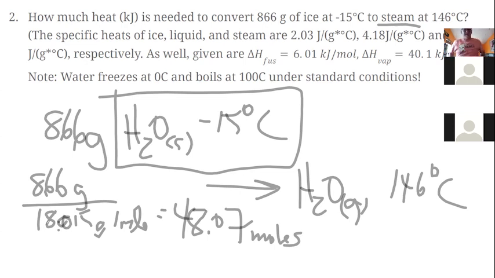So we can't just convert solid ice to liquid water at -15. We need to heat it up to 0 first, right? So I would say that is the first thing we need to do. First thing we need to do, heat solid to 0. What's the second thing we need to do? What's the second part where heat is going to be required?